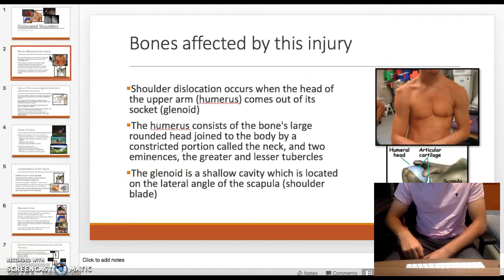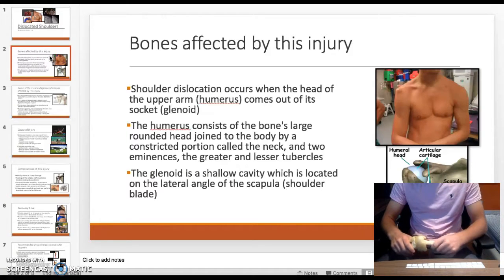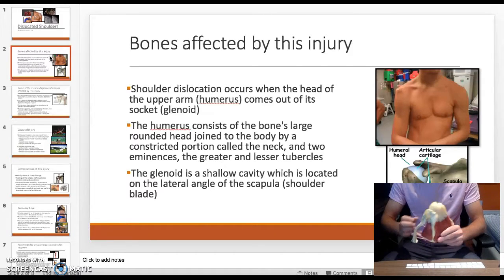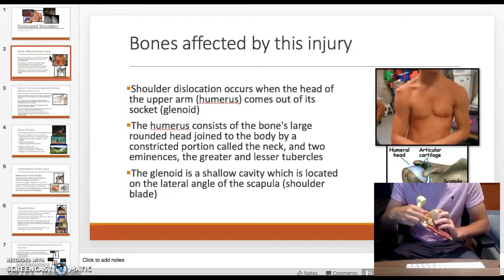Okay, so some of the bones affected by this injury. Shoulder dislocation occurs when the head of the upper arm, the humerus, comes out of its socket, which I'm going to be showing here. I have the humerus and I have the glenoid, which is the socket in here.